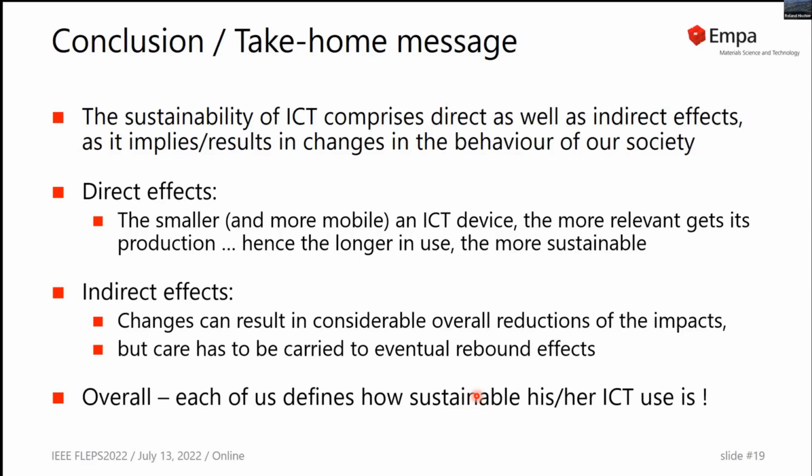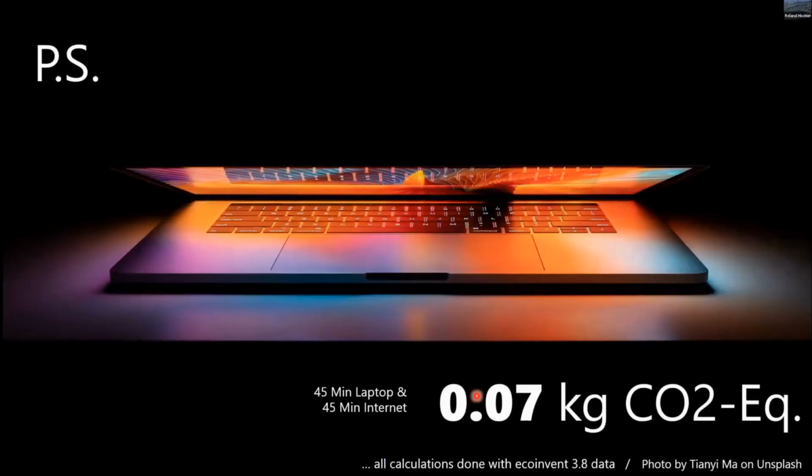And this brings me back to my initial slides. So now I'm about 45 minutes with my laptop and with the internet communicating with you, and this caused about 0.07 kilograms of CO2 equivalents.